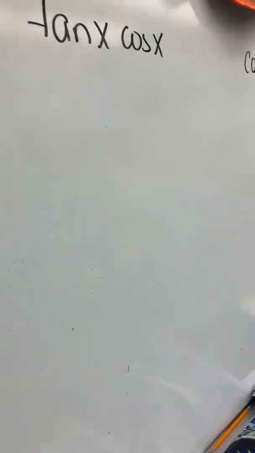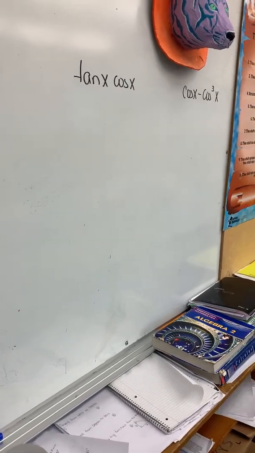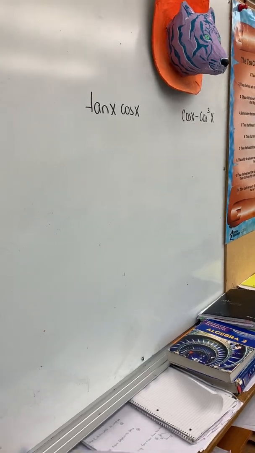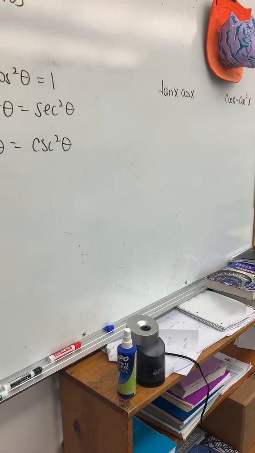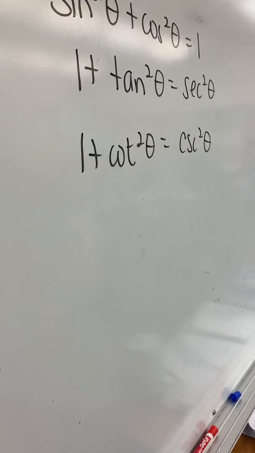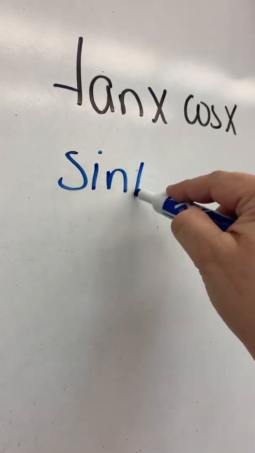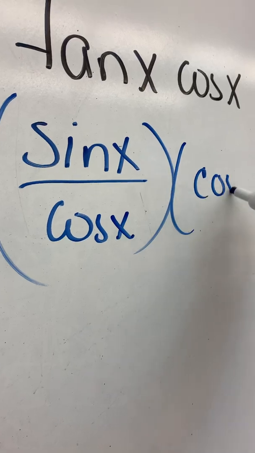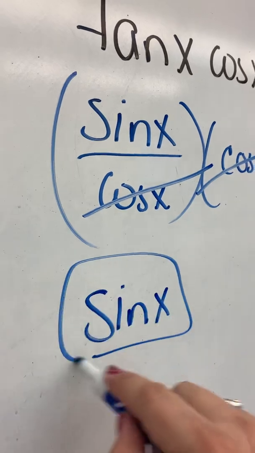Continuing on, to simplify these, we're plugging in some basic trig functions. I always try to tell people to go with sines and cosines. Try to get them down to sines and cosines if you can't do anything. Tangent is sine over cosine, so I'm going to replace tangent here with sine x over cosine x times cosine x. The cosines cancel. You have simplified that down to just sine.